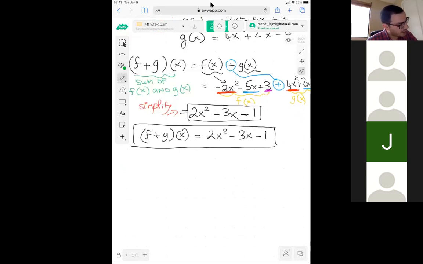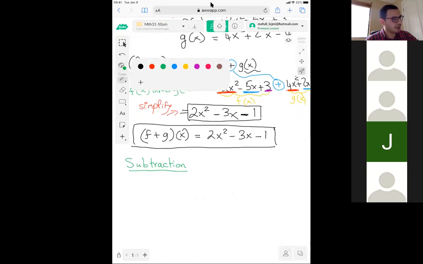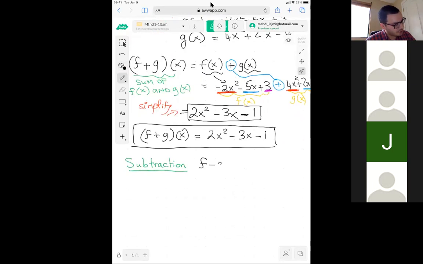So, subtraction. We're going to denote the subtraction by f minus g. So when I say f minus g of x, that would be f of x minus g of x. That's the notation for f of x minus g of x. An example, and as I said, you need to be careful a little bit with the subtraction.